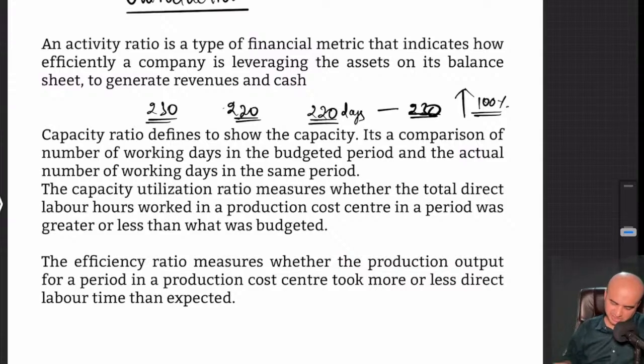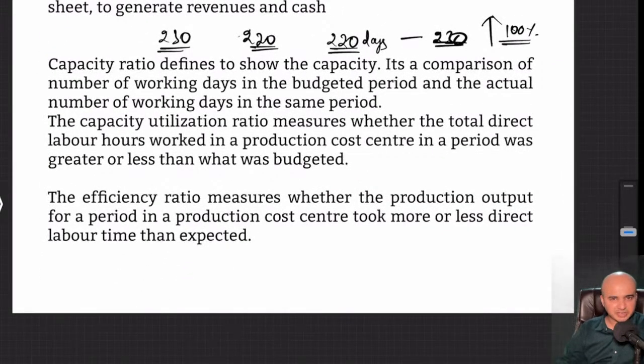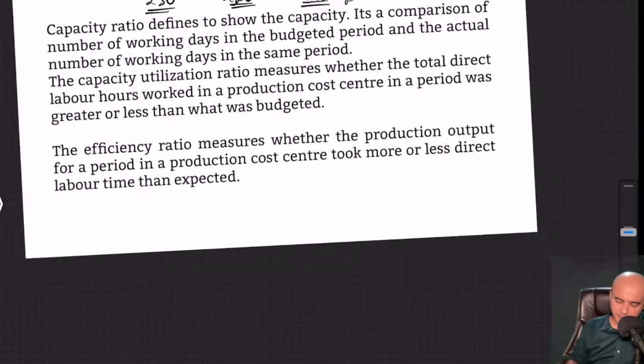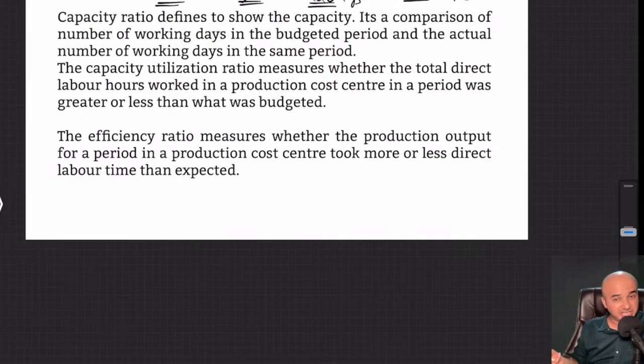So now, next, the efficiency ratio that is also given anyway. So that is the third ratio. The efficiency ratio measures whether the production output for a period in a production cost center took more or less direct labor time than expected. This is again closely related to capacity but slightly different. So as they say, what are we measuring here? Again, it's also a financial metric which is measuring stuff. It is measuring the production output for a period in a production cost center. Whether it took more or less the direct labor time than expected.